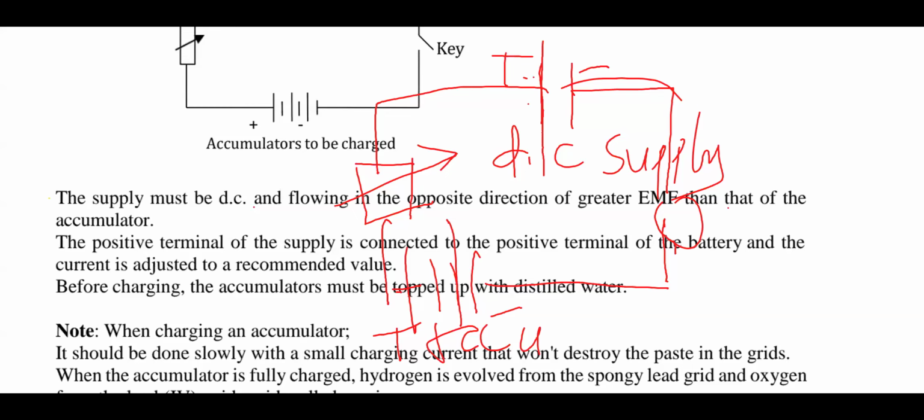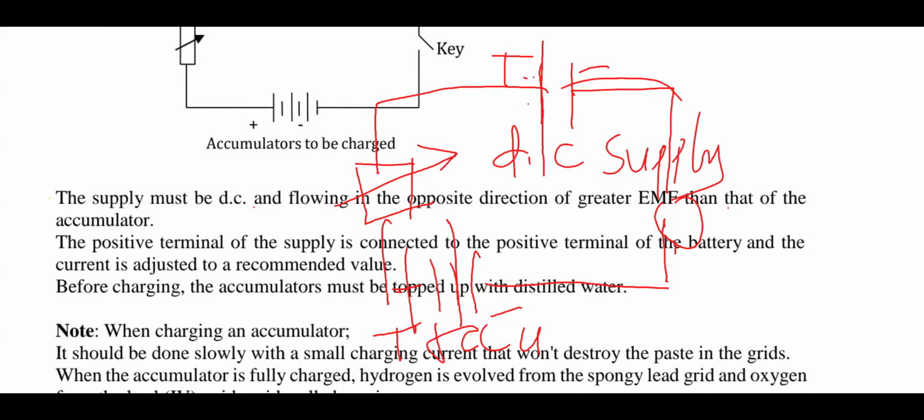That is how you would have explained how a lead accumulator is charged. When I'm charging the lead accumulator, the first thing you should know is that charging is done slowly with a smaller charging current, and that won't destroy the grid. That's why when you take a battery in the morning to charge, it can take like 12 hours, which means it is charging slowly with a small charging current.